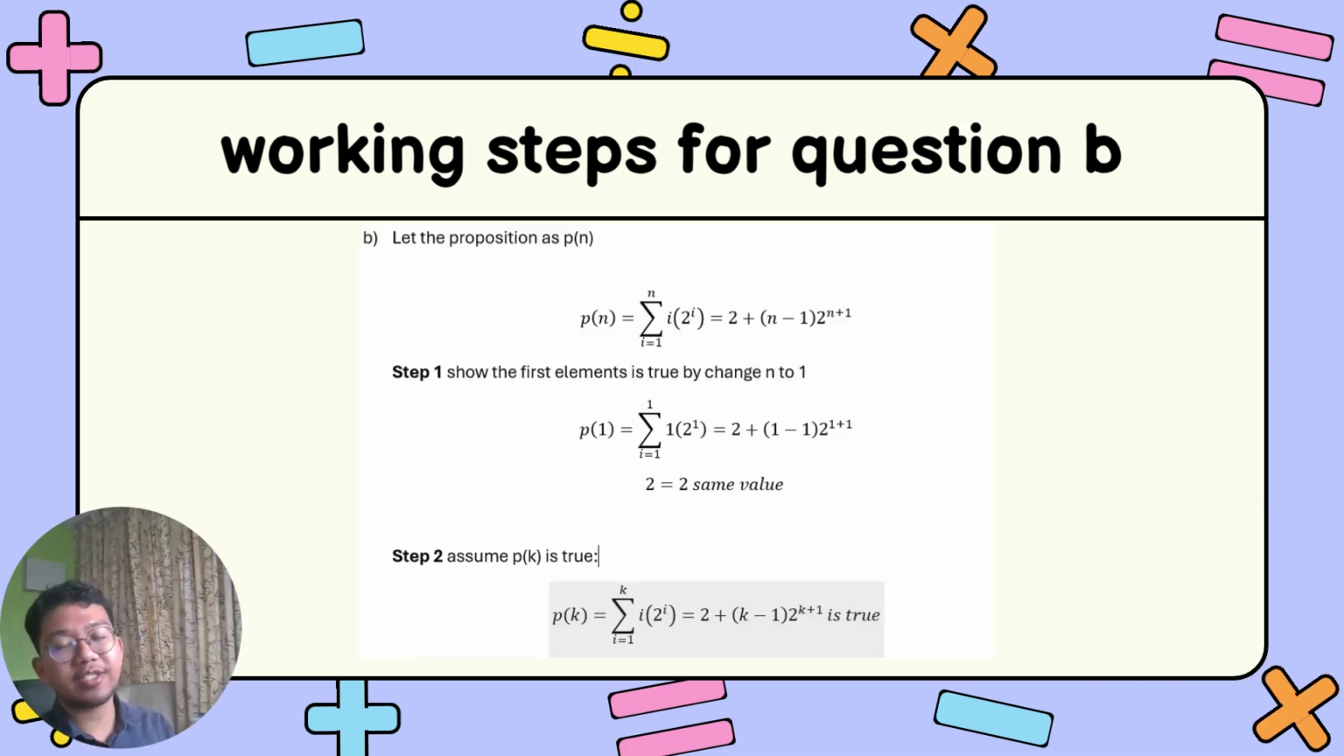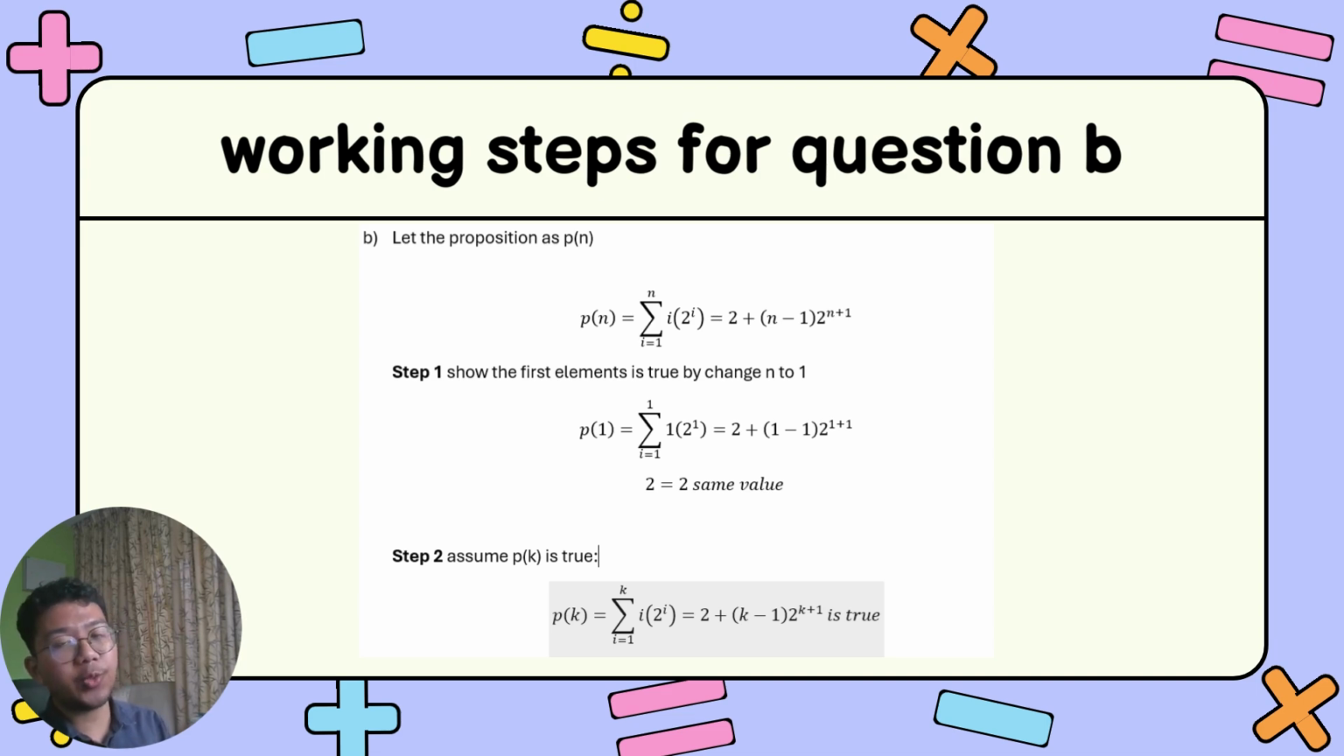Here is the working step for question B. For mathematical induction, there are four steps we need to remember. The first one, we need to show the first element is true. The second one, we need to assume that P(k) is true. For the third one, we need to show that P(k+1) is true. And the fourth step is the conclusion.